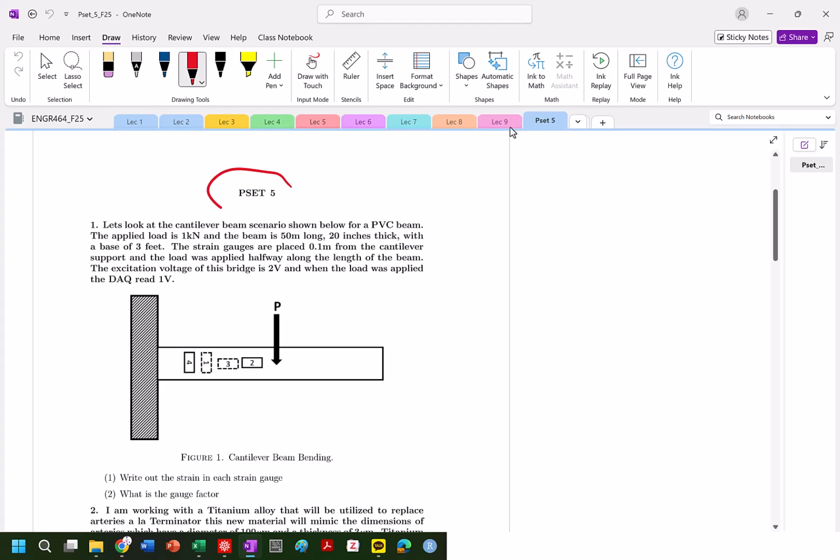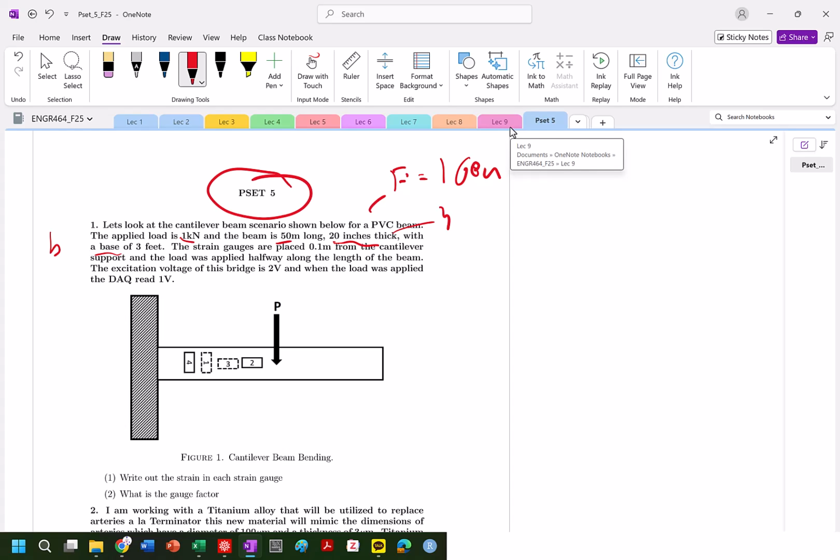We are back and we're going to do our Pset 5 solution video. So we have a cantilever beam, PVC pipe, so that means our Young's modulus is equal to 1 GPa. Applied load is this, beam is this long, 20 inches thick, so that's going to be our H, base B, 3 feet. Strain gauges are placed 0.1 meters from the cantilever support.